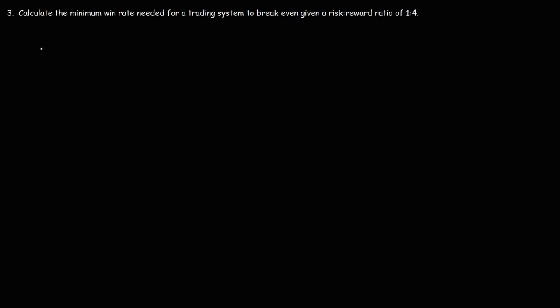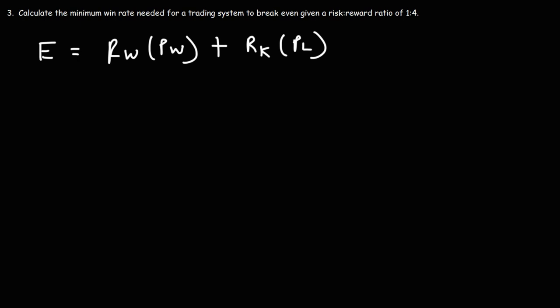First, let's start with the expectancy formula. We know that the expectancy of our trading system is going to be the reward, which we'll write as RW, times the probability of winning, plus the risk, which we'll write as RK, times the probability of losing. Now, in order to break even, the expectancy must be 0.